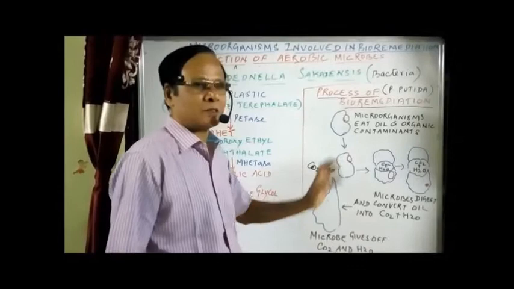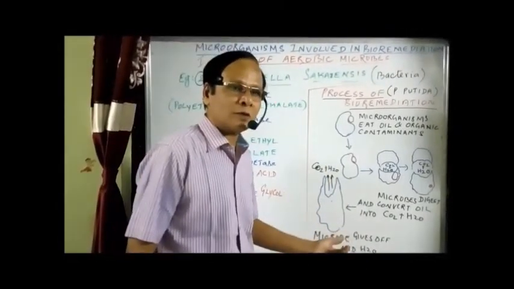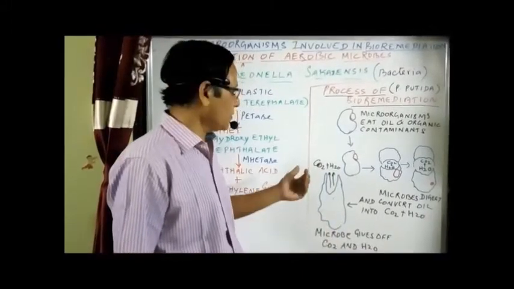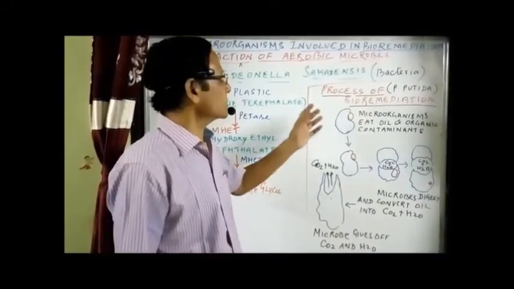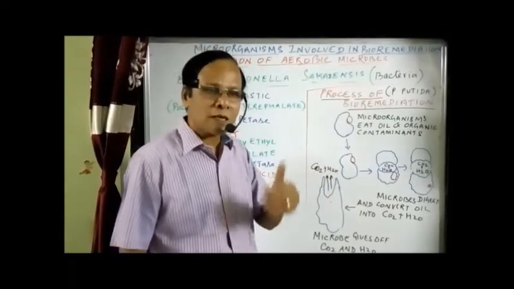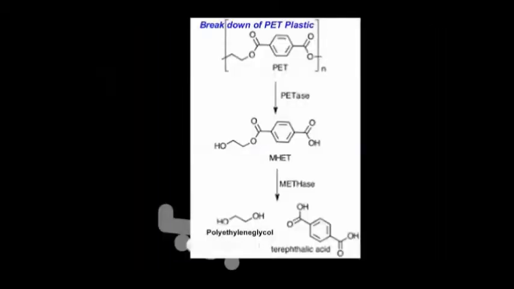This is a simple mechanism. Consumption of oil, breakdown of oil into carbon dioxide and water, then giving off of carbon dioxide and water from the microorganism. This is the process of bioremediation that happens by the activity of Pseudomonas putida, the GEM.